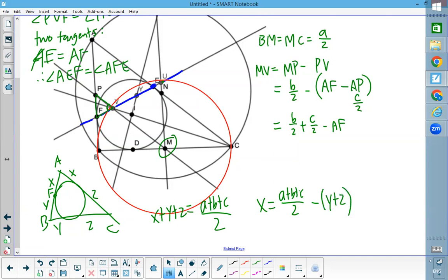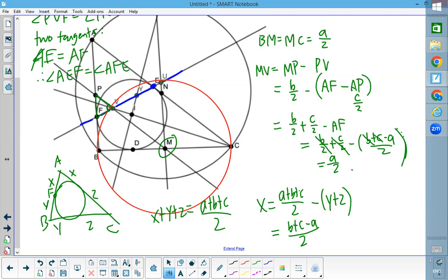So what is that equal to? Minus the length of Y plus Z is minus little a, so this is equal to (B plus C minus A) over 2. So we have B over 2 plus C over 2 minus (B plus C minus A) over 2. What's nice about this is that the B plus C cancel out, so you just get A over 2.